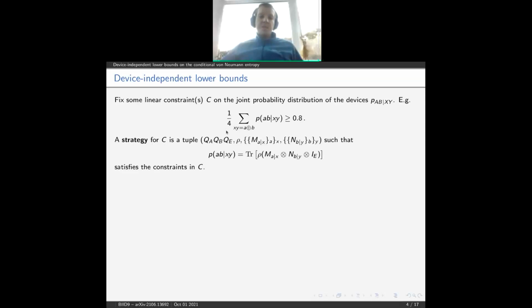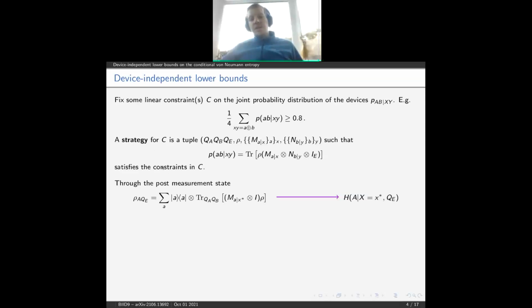So more formally, the adversary can choose some joint Hilbert spaces of Alice, Bob, and Eve's devices, a state on that joint Hilbert space, measurements for Alice's device, measurements for Bob's device, such that the distribution induced by that system satisfies the constraints that we've imposed on our devices.